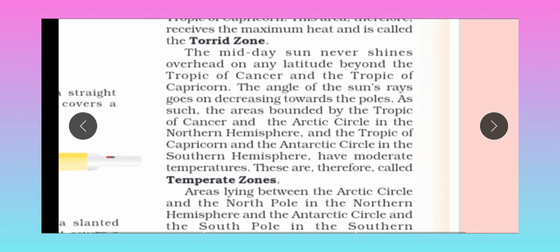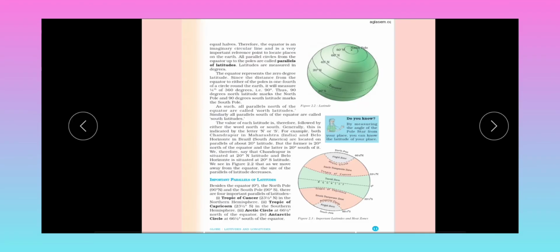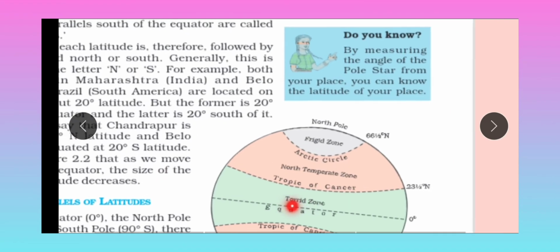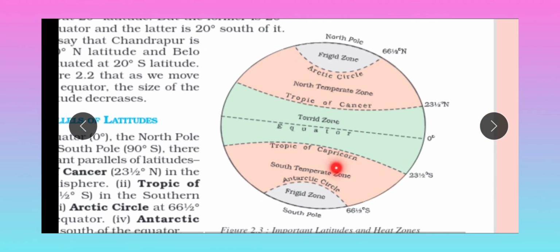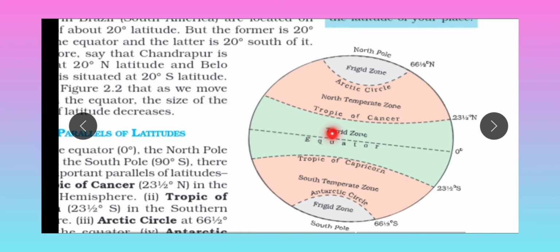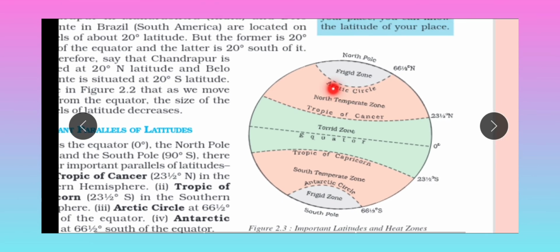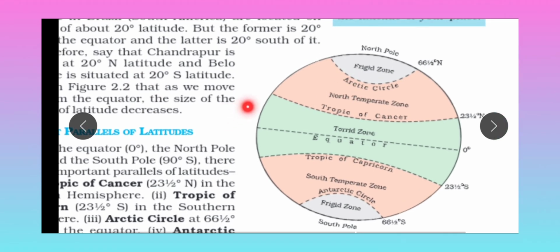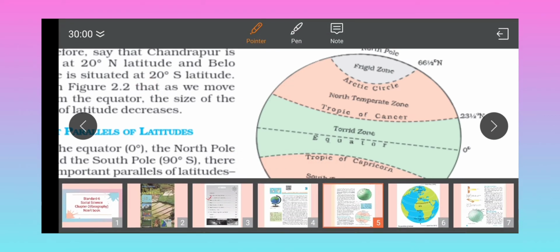They have moderate temperature. These are therefore called temperate zones, okay. Here the sun's rays are going to be slant. Here the sun ray is getting the direct heat, but here it is not getting direct heat, the sun rays being slant, okay. That's why it is going to be called the temperate zone.